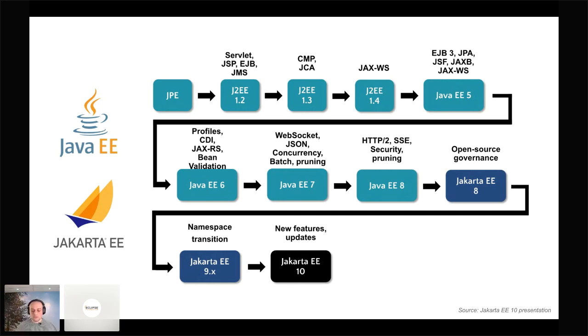JSON, WebSockets, all this kind of thing, security stuff. Jakarta 9 was pretty much a namespace transition, but then there are new features and updates coming in Jakarta 10 and so on. But the point is, this is a bunch of stuff that is added on top of regular Java that simplifies your development of your application. A bunch of libraries, as you see here.